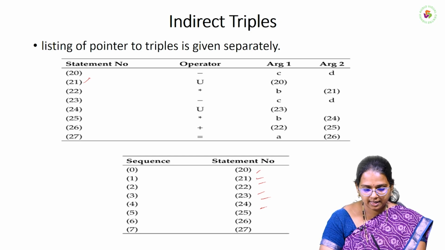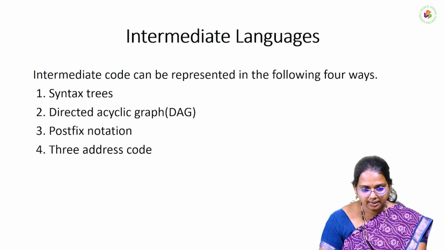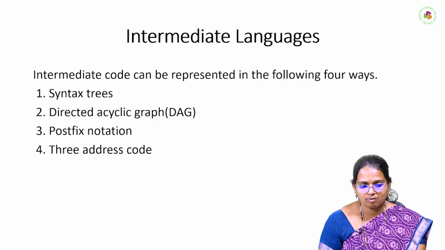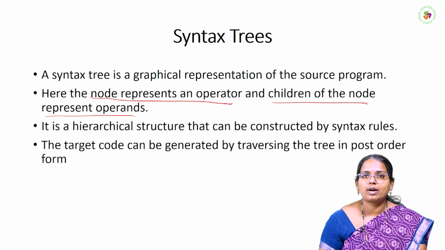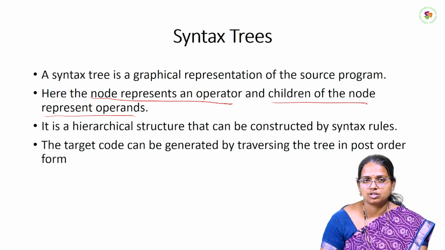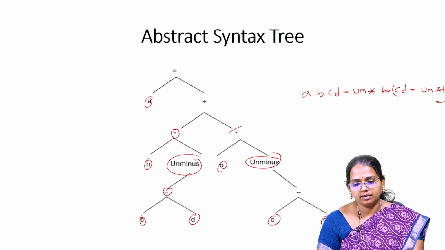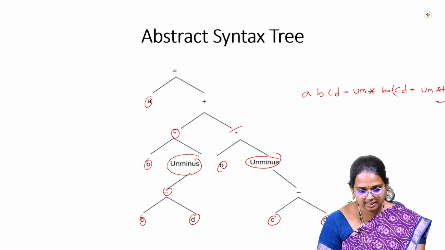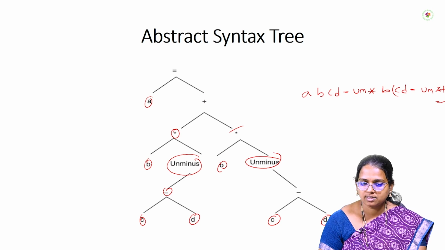So here, we just recap. Intermediate code is a mediator between the syntax and analysis phase. The intermediate code can be represented in any of these forms: syntax tree, directed acyclic graph, postfix notation, and 3 address code. Syntax tree is a graphical representation. To construct a syntax tree, we use 2 functions, make node and make leaf. By using make node and make leaf, you will construct a syntax tree like this. If the tree is like this, we will call it an abstract syntax tree. This representation is a syntax tree. This representation is an abstract syntax tree.